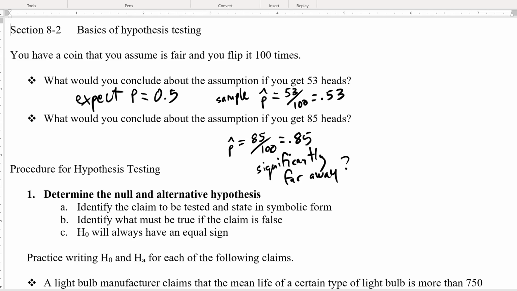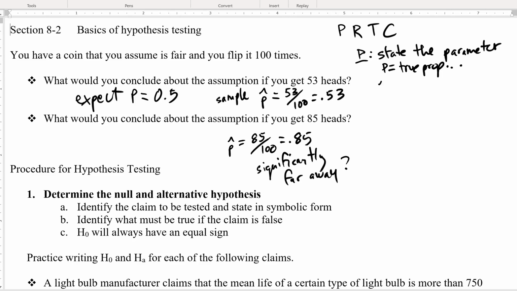And we will also be using the PRTC. A lot of these are going to be the same. So we're going to start by P: state the parameter. R: and this will either be P equals for proportions, true proportion, or mu equals, true mean, whatever. They also have tests on standard deviation, but I won't be focusing on those.